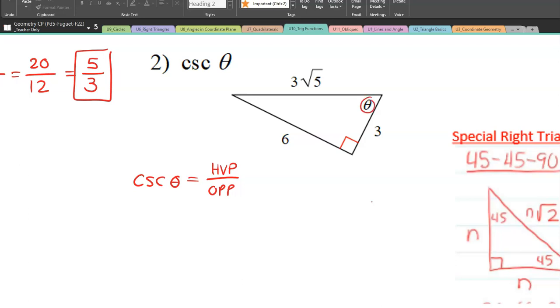Here's my theta again. Therefore, 6 is my opposite, 3 root 5 is my hypotenuse, and 3 is going to be my adjacent. So in this case, my hypotenuse would just be written as 3 root 5 over, and then my opposite in this case is 6. 3 and 6 do go into each other, so that goes into 1 and 2. And so our final simplified answer for this question is going to be root 5 over 2. Root 5 over 2 as our cosecant.